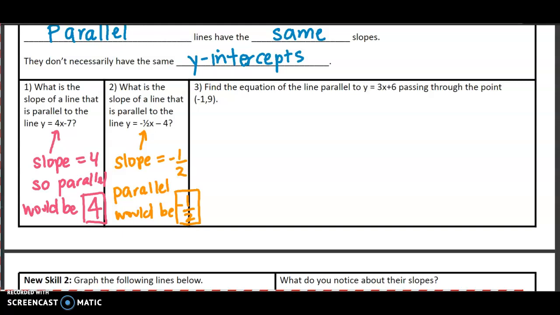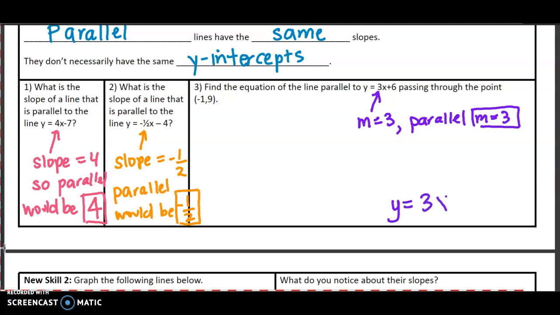Okay. Number 3, this is more of a challenge. It says find the equation of the line parallel to y equals 3x plus 6, but then it has to pass through the point (-1, 9). So we're adding a second step to our problem. The first thing we need to do is identify the slope. The slope is 3. So if we want to be parallel, then we need a slope of 3. Okay. So we're halfway done. So we know our equation is going to be y equals 3x plus something.